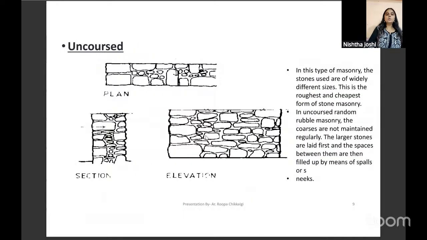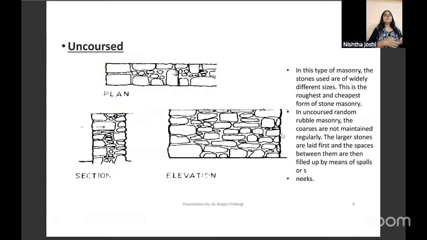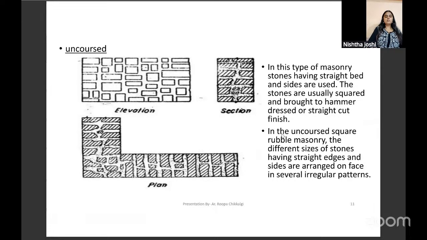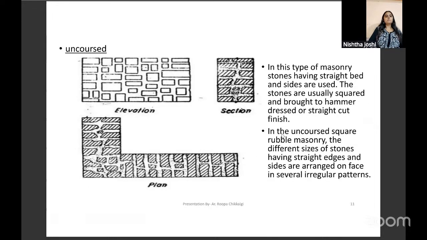Now this is uncoursed random rubble masonry. So just like there were divisions here, there were separate courses. Here you cannot see any courses like that. These are uncoursed random rubble masonry. Then square rubble masonry, where all of them are not of the exactly same size, but they have tried to dress them a little bit and to make them into square or squarish blocks so that they can be laid more systematically as compared to the others. This is coursed square rubble masonry, and this is uncoursed square rubble masonry.